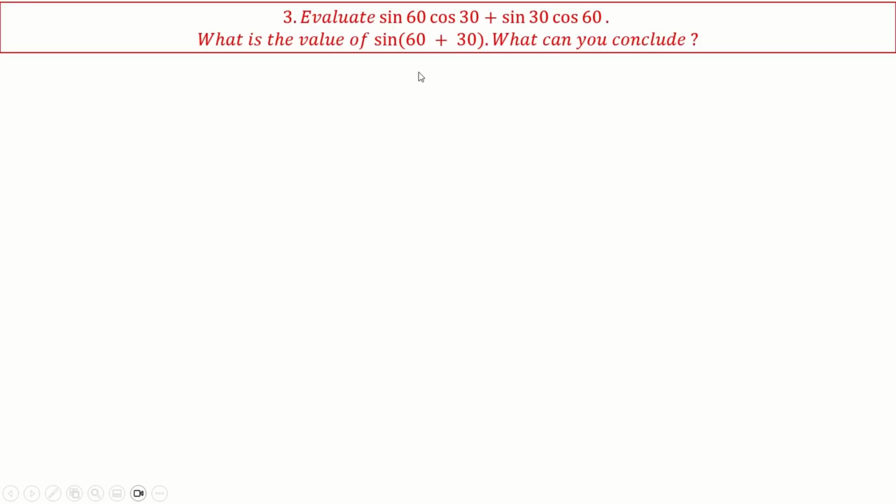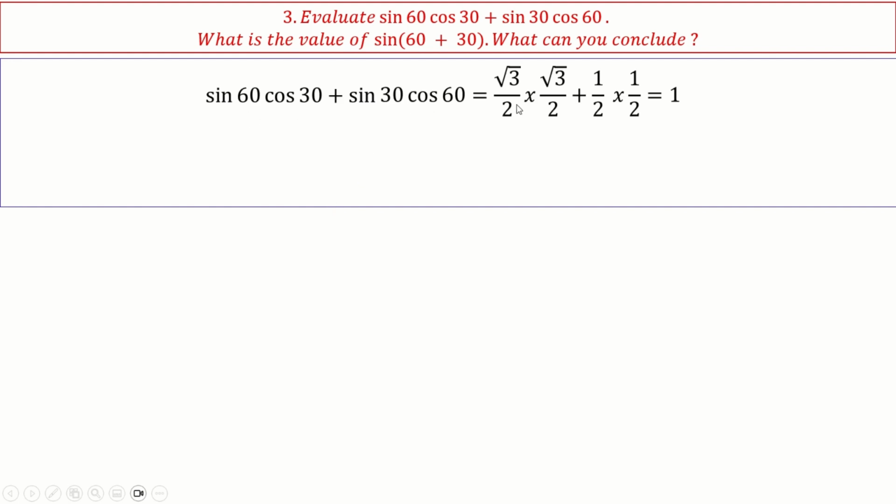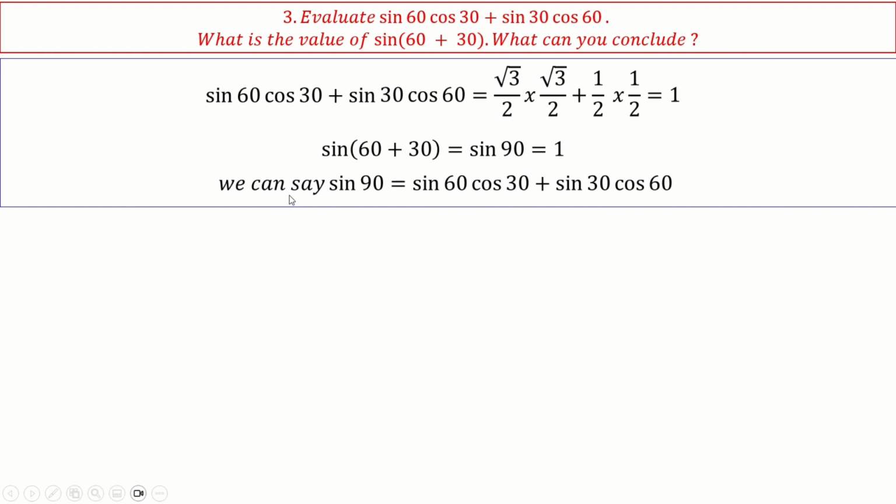Evaluate this expression. Okay. What is the value of sine 60 plus 30? What can you conclude? Okay. So if I substitute the values, I'll get 1. Then sine 60 plus 30 is also sine 90, which is 1. So we can say that sine 60 plus 30 is equal to sine 60 cos 30 plus sine 30 and cos 60. If this is valid for all the angles or not, we will do it later. Okay. But right now for 30 and 60 degrees, this equation is valid.